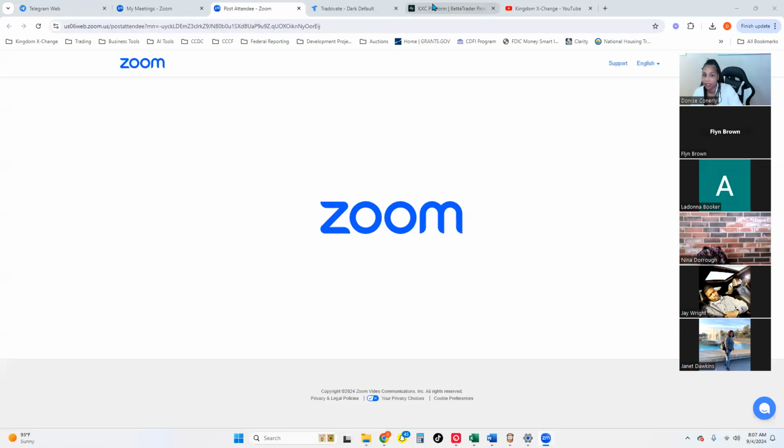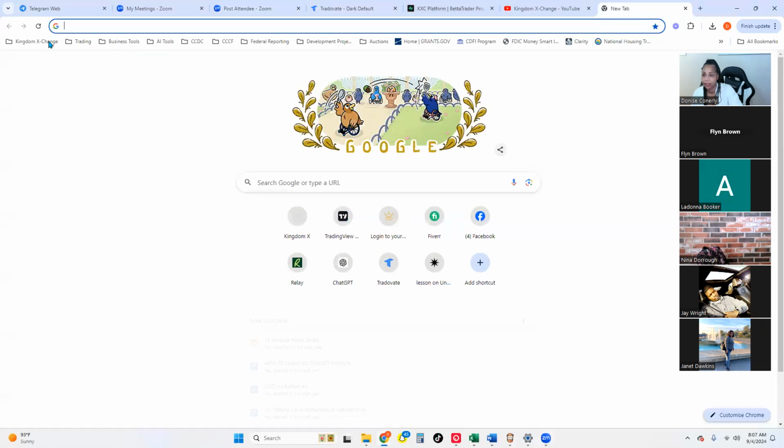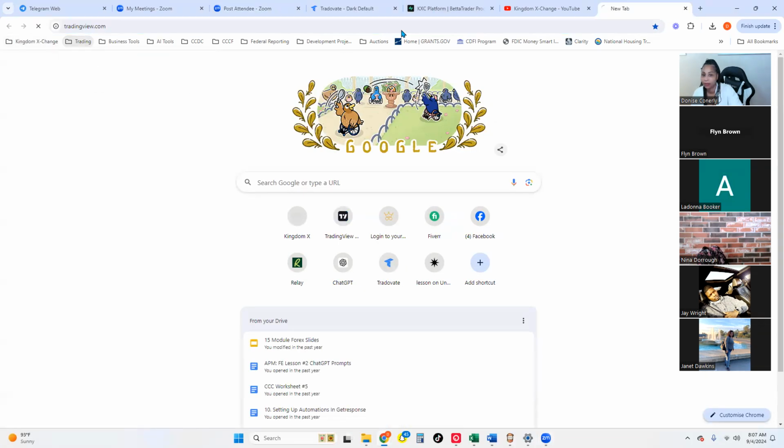All right, let me share my screen. And I don't know what's on my screen when I share it, but I'll figure it out. Okay, Tradovate. I'm not going to go in there today. Let's go into TradingView.